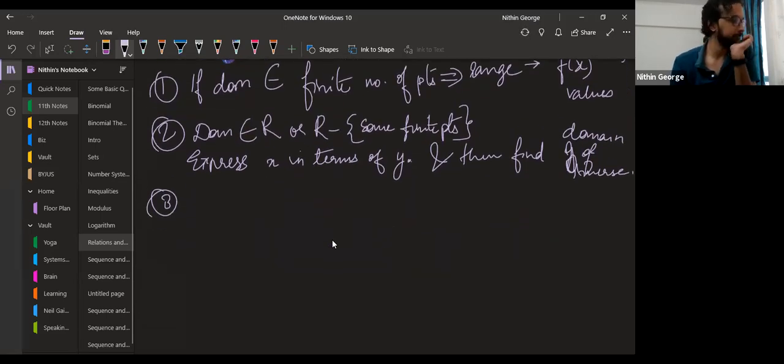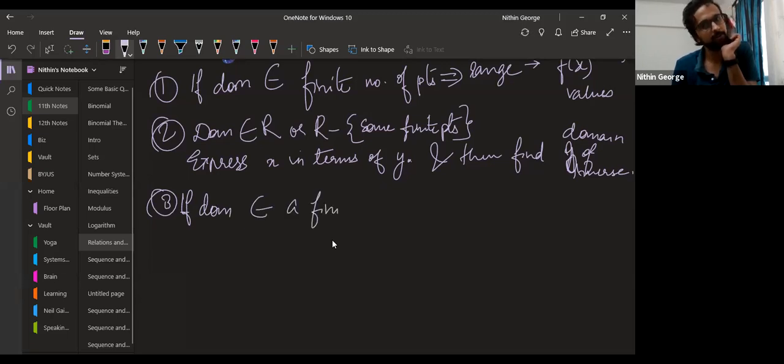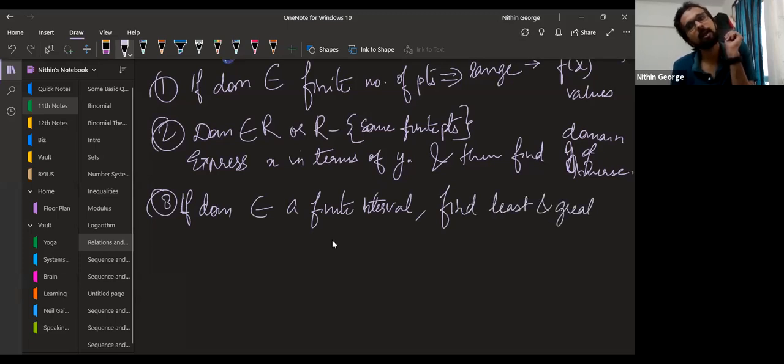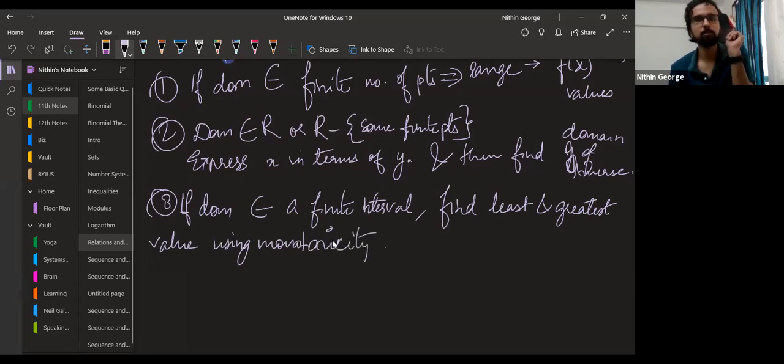Now, third part. If domain is a finite interval, like some random finite interval, find least and greatest value using monotonicity. Okay. All right, just taking the spelling.